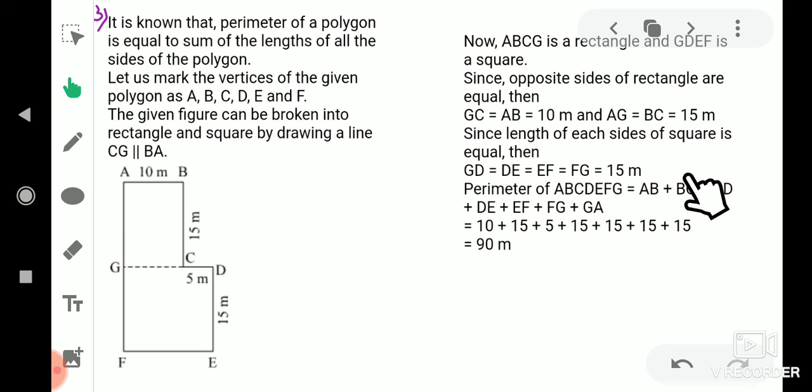Since the length of each side of a square is equal, DE equals EF equals FG equals GD equals 15 meters. Therefore, the perimeter of this playground is 15 plus 15 plus 15 plus 10 plus 15 plus 5 plus 15, which is equal to 90 meters.